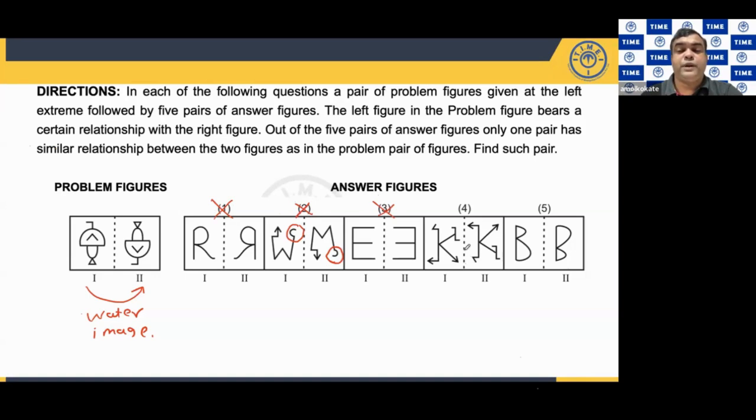Okay. Fourth, is it a water image? Is fourth a water image? Yes. Look at here. Look at this portion. This portion after taking an image should have become like this. So it remains the same. So fourth is also not a water image. Right? And fifth is a proper water image. Yes, you take a water image, it will look like this. So answer to this question is fifth option.